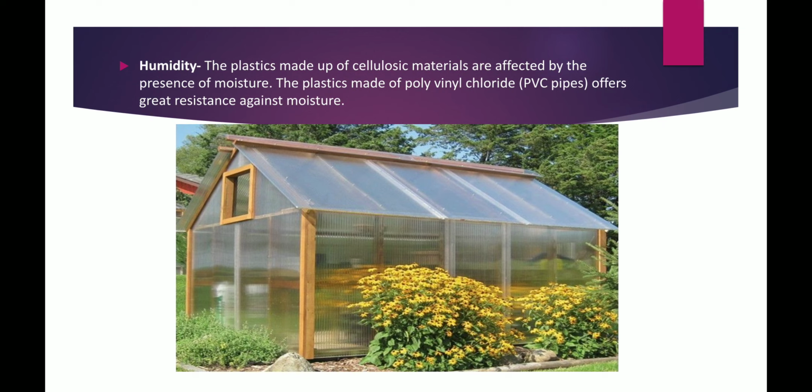Humidity. Plastics made up of cellulosic materials are affected by the presence of moisture. This is because water in the air permeates into the material or forms a water film on the plastic surface. Thus, this reduces the plastic performance. Plastics made of polyvinyl chloride offer great resistance against moisture. And here in the picture you can see the greenhouse was made using plastic.